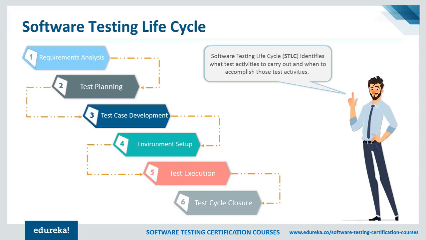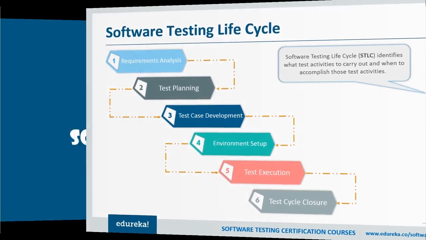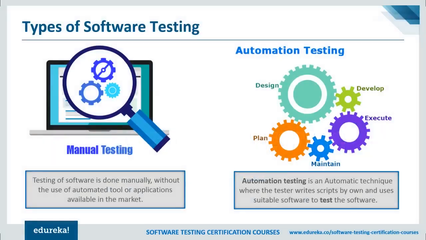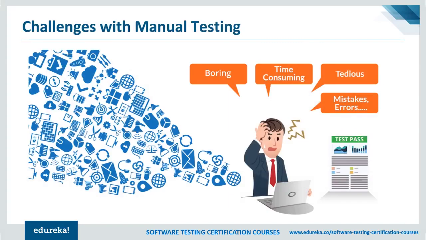And Selenium was founded as an automation testing tool to overcome the limitations and drawbacks of manual testing. So till now, whatever you learned was manual testing. That is, the testing of a software is done manually without the use of automated tools or applications that are available in the market. Automation testing is an automated technique where the tester writes scripts on their own and uses a suitable tool to test the software. It is basically an automation process of a manual process.